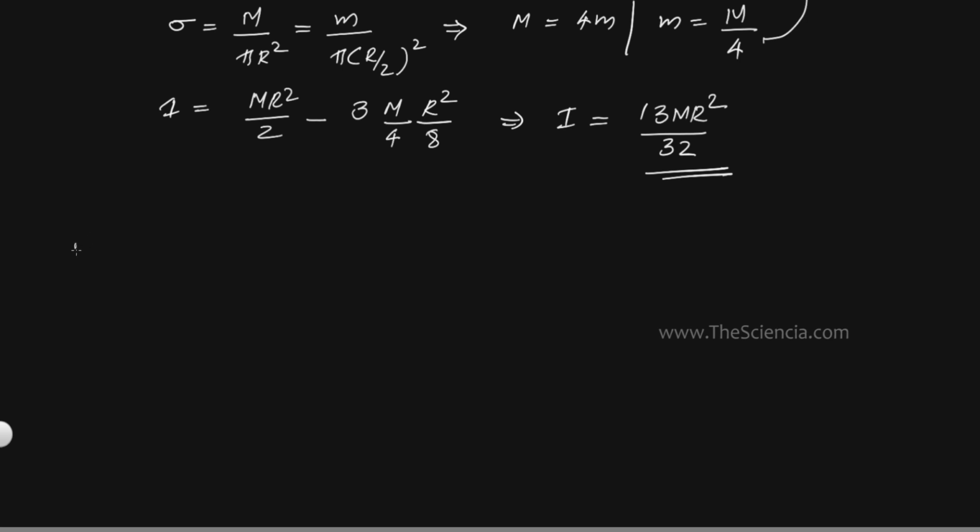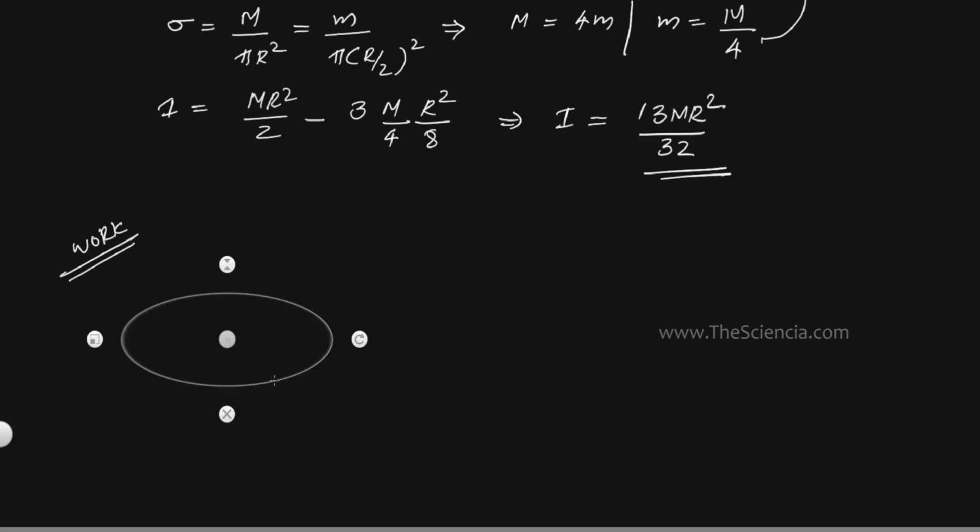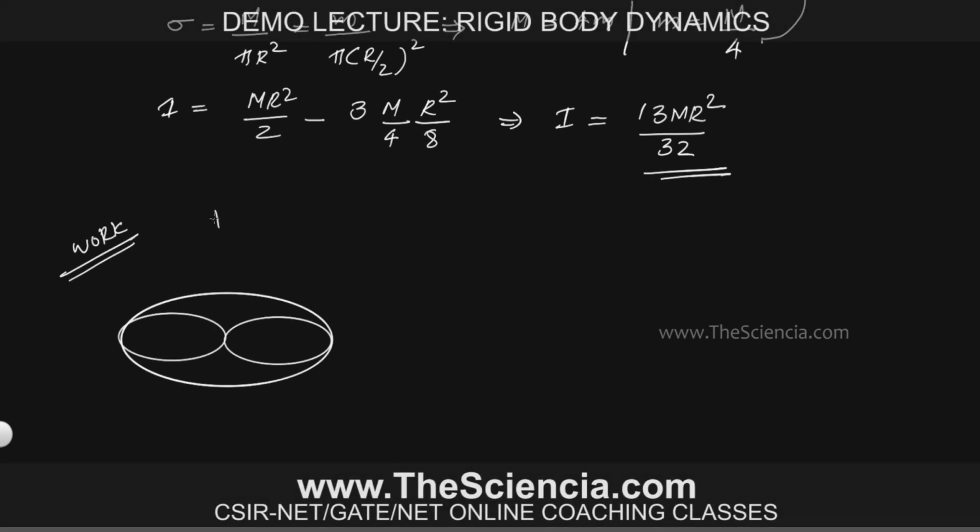Now I am giving a work for you. Don't worry, this is a very simple problem, you can easily solve it. Similar to this one, this is a bigger disk and I am reducing two masses, this one and this one. From a bigger disk, I am reducing two small disks. The radius of the bigger disk is capital R and the total mass is capital M. And now it is rotating about this axis. Now go on and solve. Find out I.